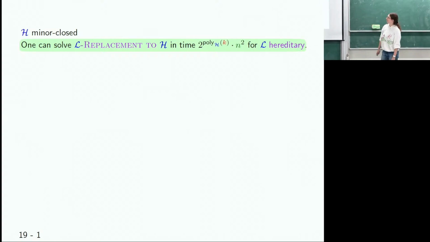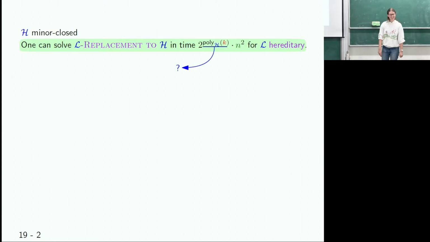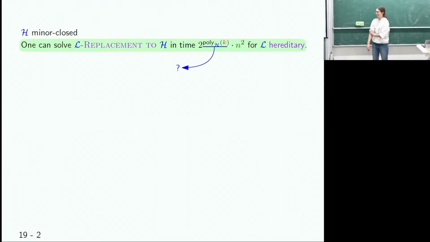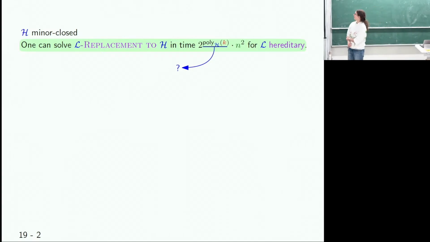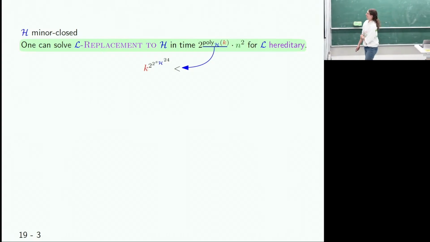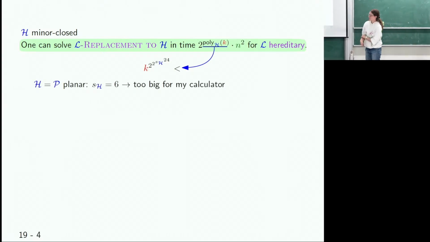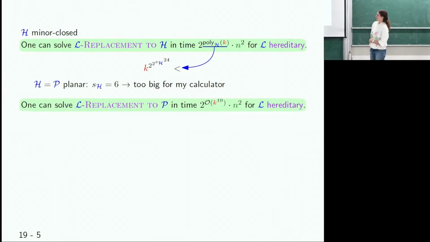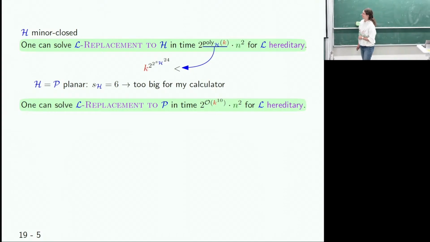There is still a question, which is, what is this polynomial in k? Actually, I don't know what it is, but it's bigger than this, which means that even for planar graphs, this is too big for my calculator to compute. But at least for the case of planar graphs, we managed to get k to the 10 instead, which is better. And why is that?